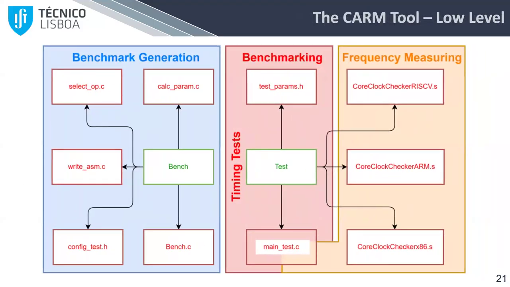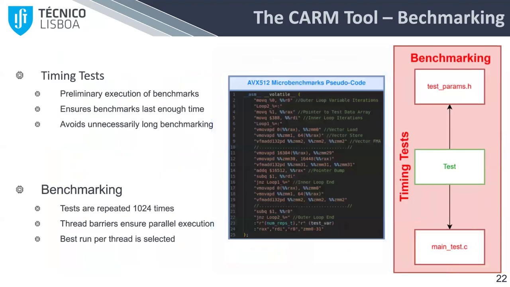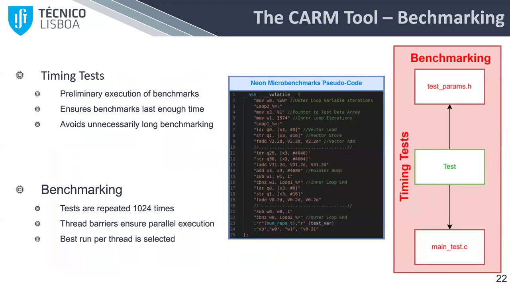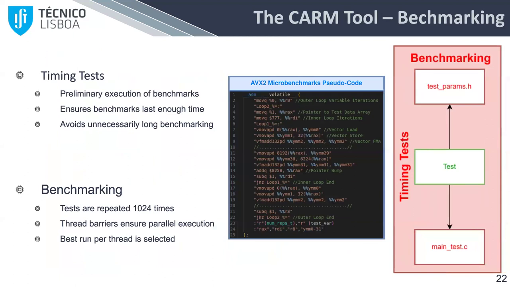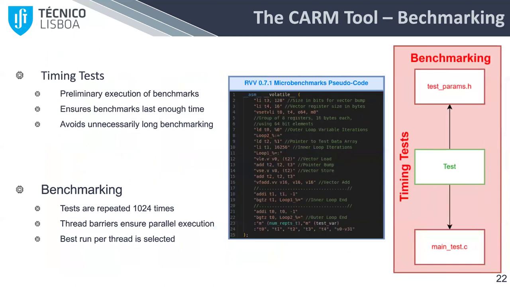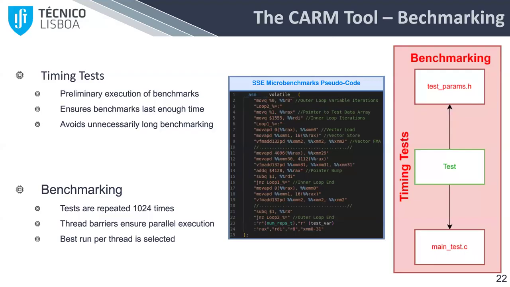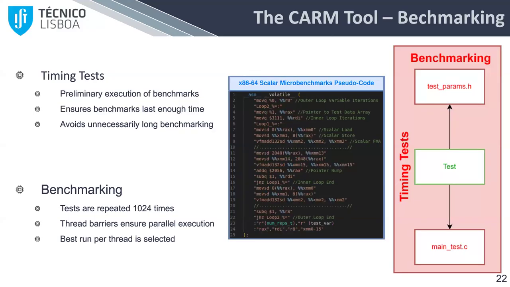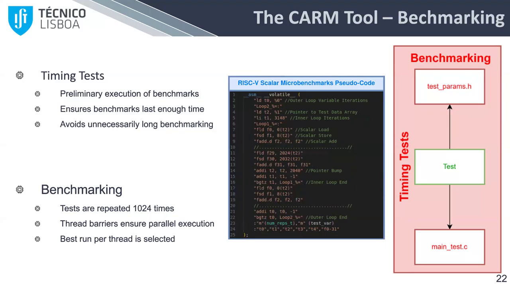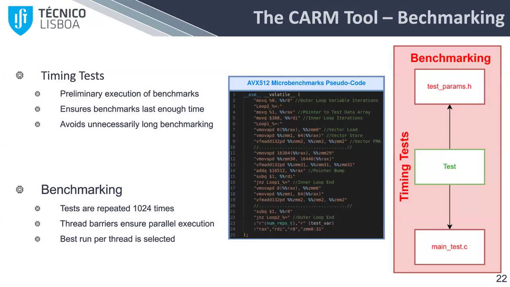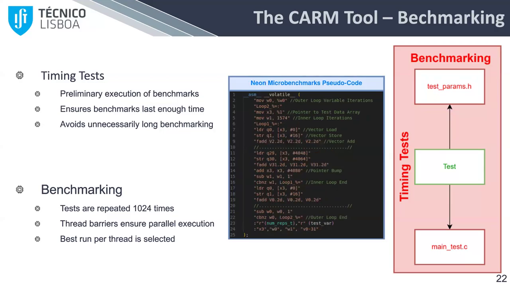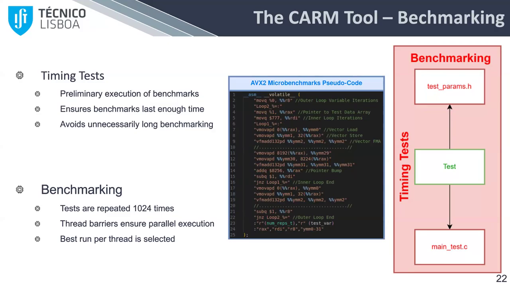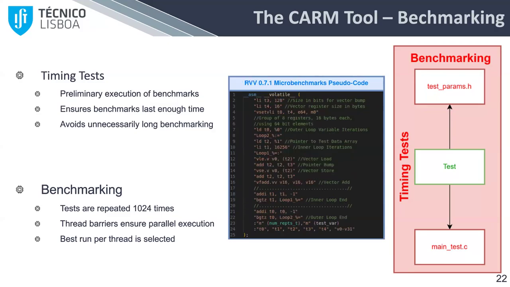So to finish, after generating the benchmarks and measuring the CPU frequency, we are now ready to start executing them. So all of this happens in the main test.c file, which coordinates the creation of threads, memory allocation, frequency measuring, and benchmarking. So as I mentioned before, the CARM tool first runs the benchmarks to determine how long they will take, and then it adjusts their execution time via the outer loop to ensure that they last enough time to produce stable results, but also don't take unnecessarily long times. And finally, once this is done, the tool then executes the benchmarks 1,024 times, and then the best run is selected from which the bandwidth or the peak FLOPS values are calculated.